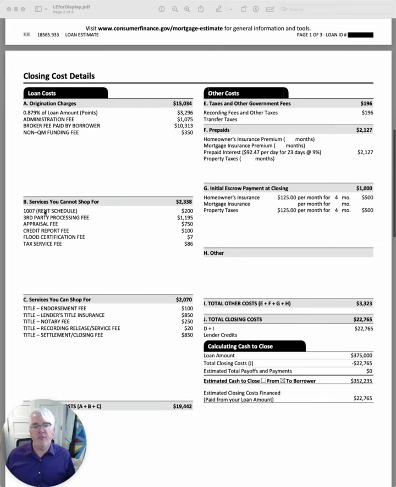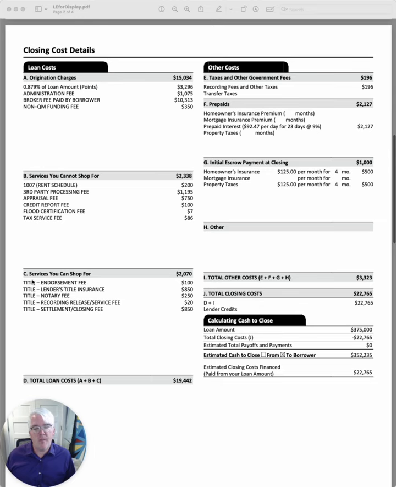Services you cannot shop for. The appraisals are always ordered by the lender, and so that's how that's in. That's why you cannot shop for those. You used to be able to shop for those before 2008, and that's why 2008 happened. So you can't shop for those anymore.